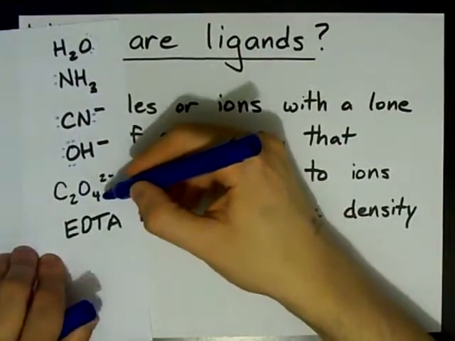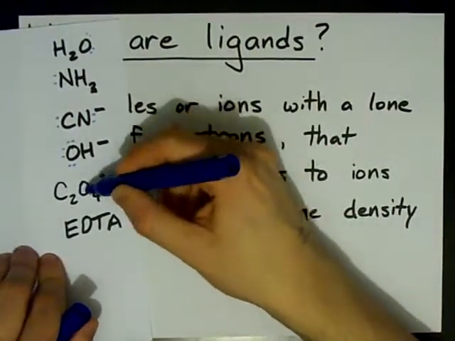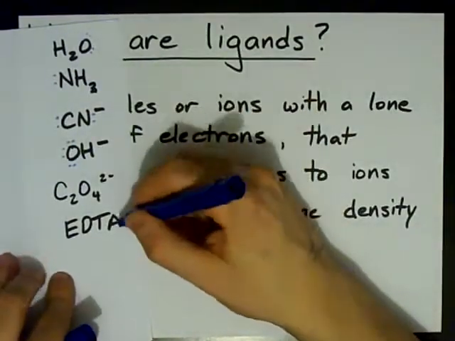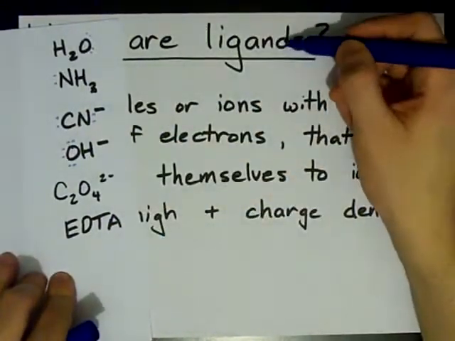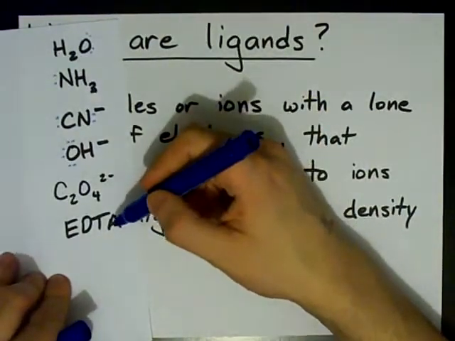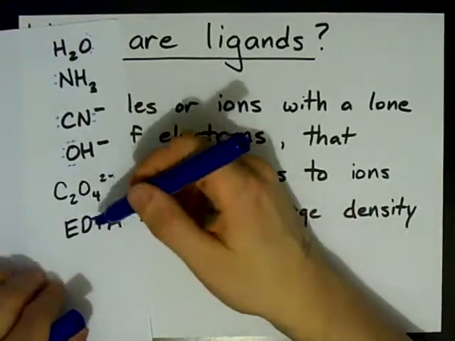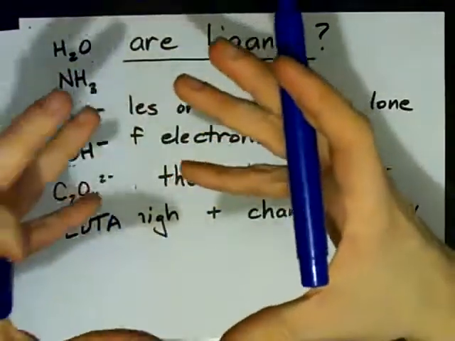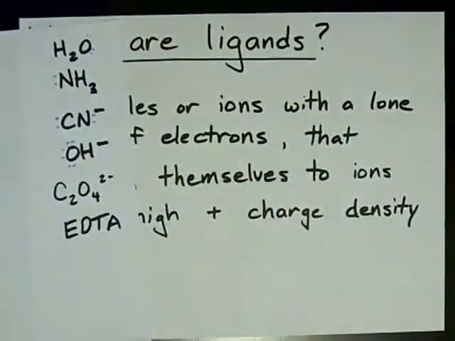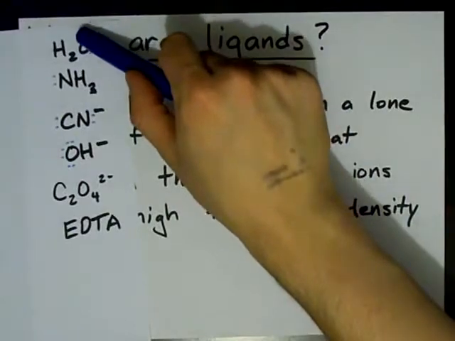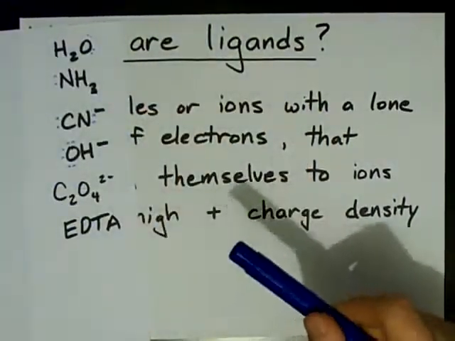This is the oxalate anion. It's got a -2 charge and some oxygens. It almost certainly has some lone pairs. And EDTA is a very common ligand. That's why I've included it here, but there's no way in hell I'm drawing it for you because it's too big. In fact, it's so big that it wraps around things and bites onto it in like 6 different places. These are ligands because they have lone pairs of electrons on them.